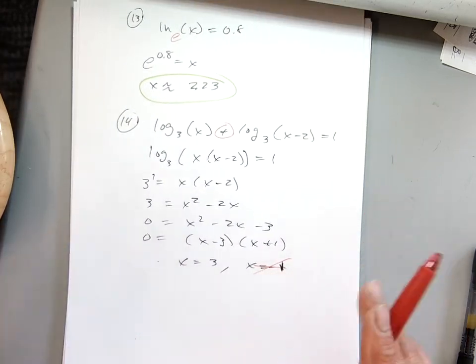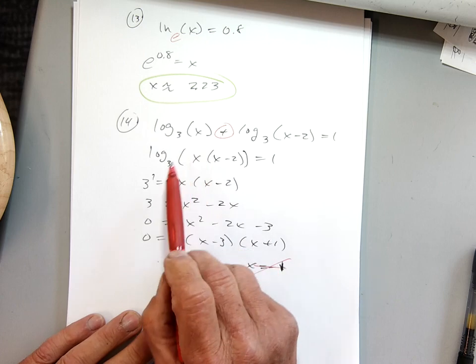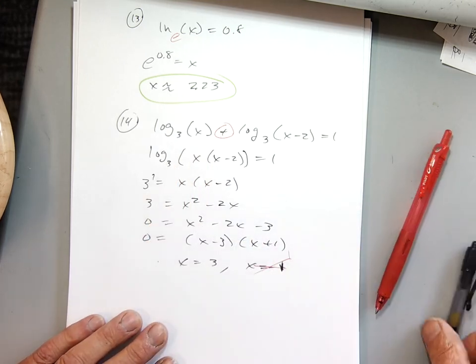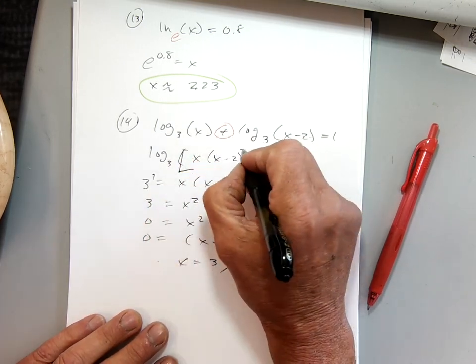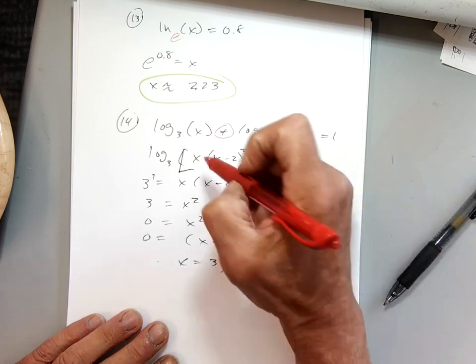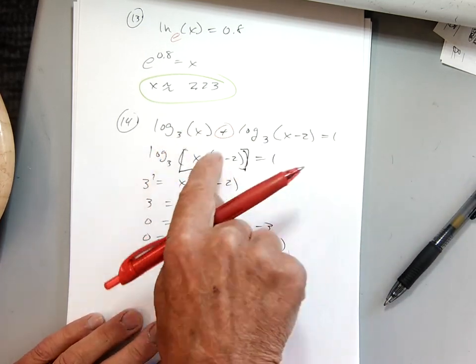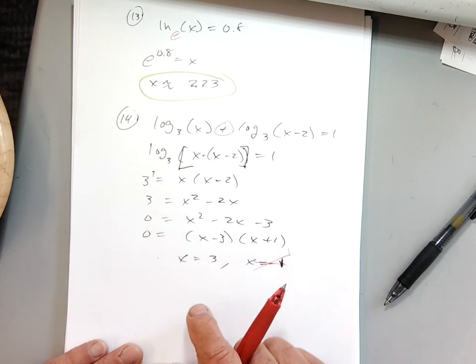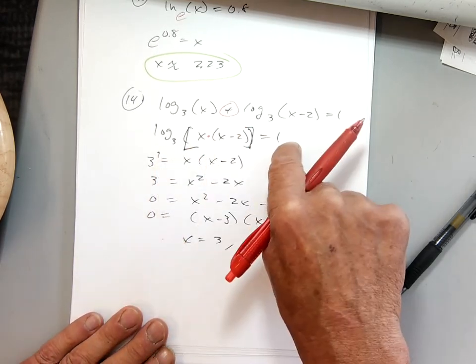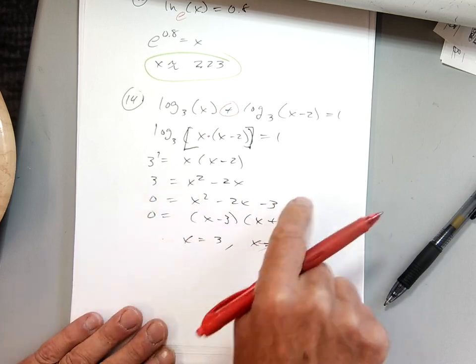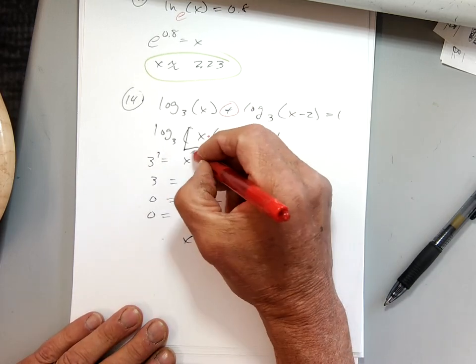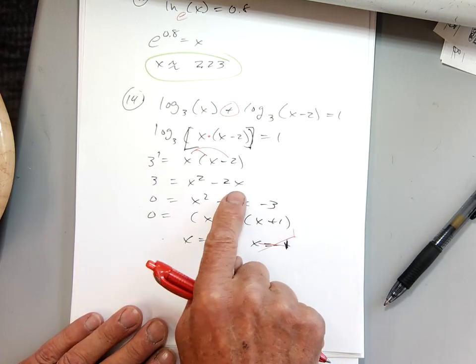14, last but not least, I want to combine it as a single log. Okay, so bring them together. Got an invisible times right there. Single log, if you add the logs, you can multiply the bases, and then I changed it to exponential form. 3 to the 1 equals what's inside. 3 to the 1 is 3, then I distributed x squared minus 2x.